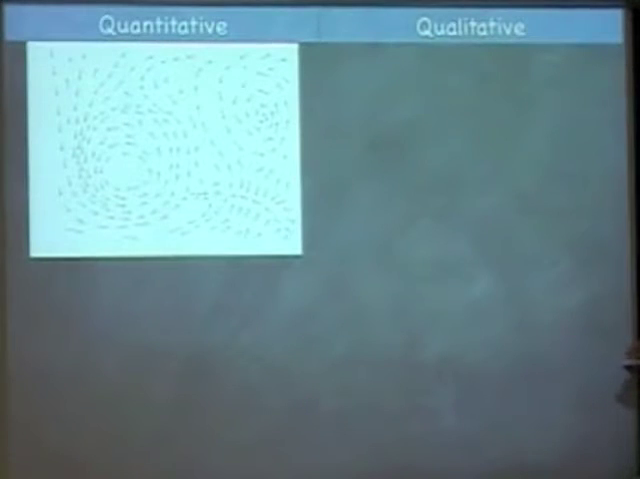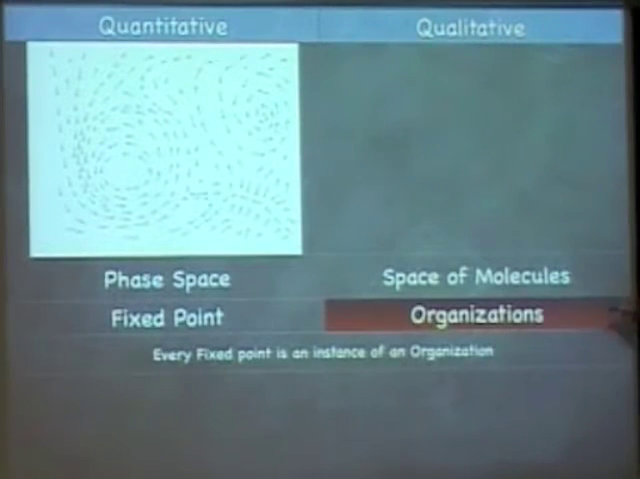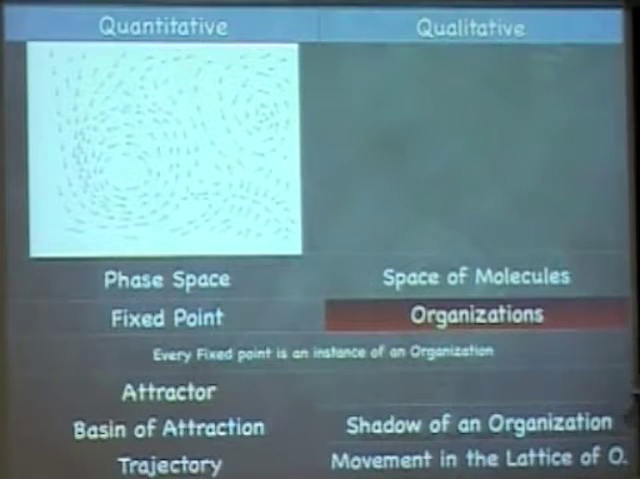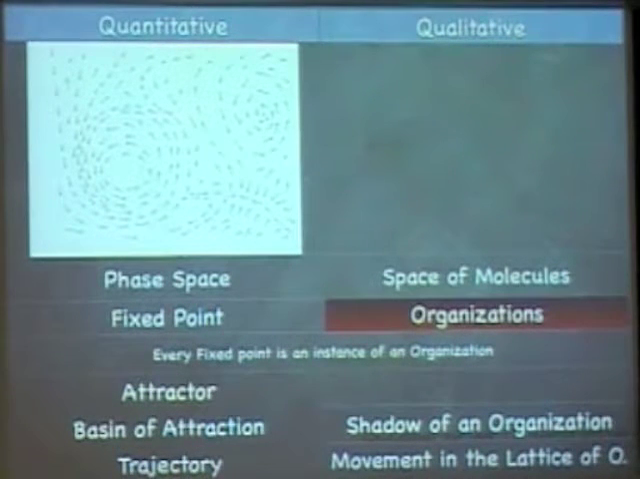Okay, now I think it's pretty much finished because we've gone through everything. So we've seen phase space, space of molecules, fixed point are organizations. Every fixed point is an instance of an organization. We don't have an equivalent for attractor, but we have an equivalent for a basin of attraction, that is the partition, which is the shadow of an organization. And in this way, you can get the trajectory, which is the movement in the lattice of organization.